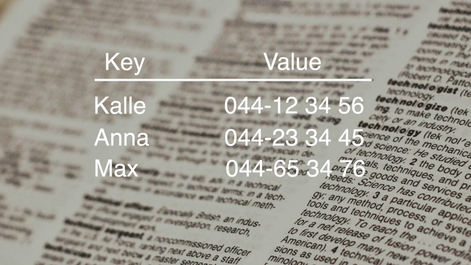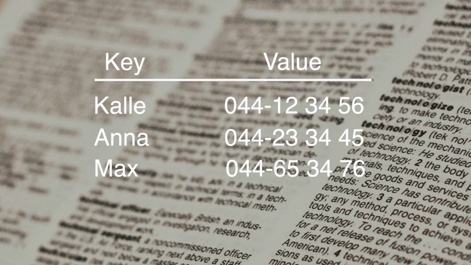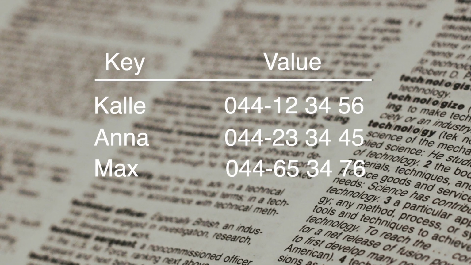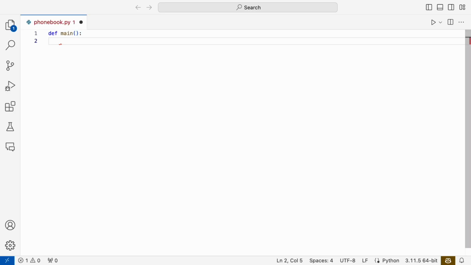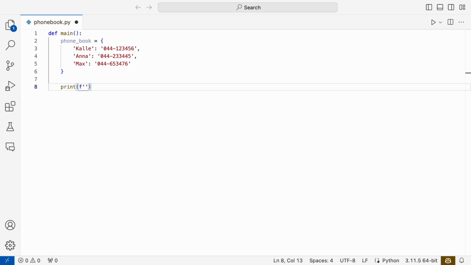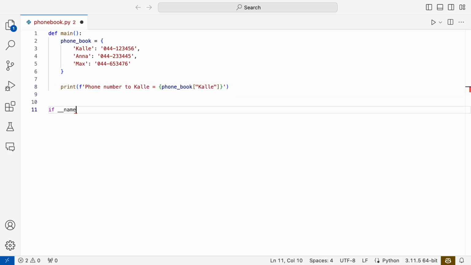For example, we could store names linked to phone numbers. In code, that would look something like this. What we see here is how we first create the dictionary and fill it with some data. Then, how we can later access that data.